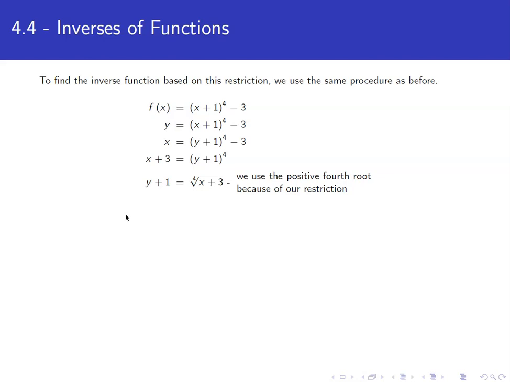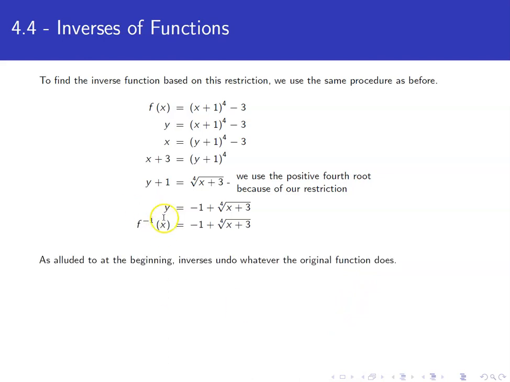The reason why we use the positive root here is because we restricted to the right-hand side of that graph. Remember, with fourth roots, you can get plus or minus, just like you can with square roots. If you do a fourth root of both sides, you're going to get plus or minus. We have to make a choice, and we chose to use the positive fourth root by our restriction. Then subtract 1 from both sides to get y equals -1 plus the fourth root of x plus 3. And that's exactly what our inverse function will be.